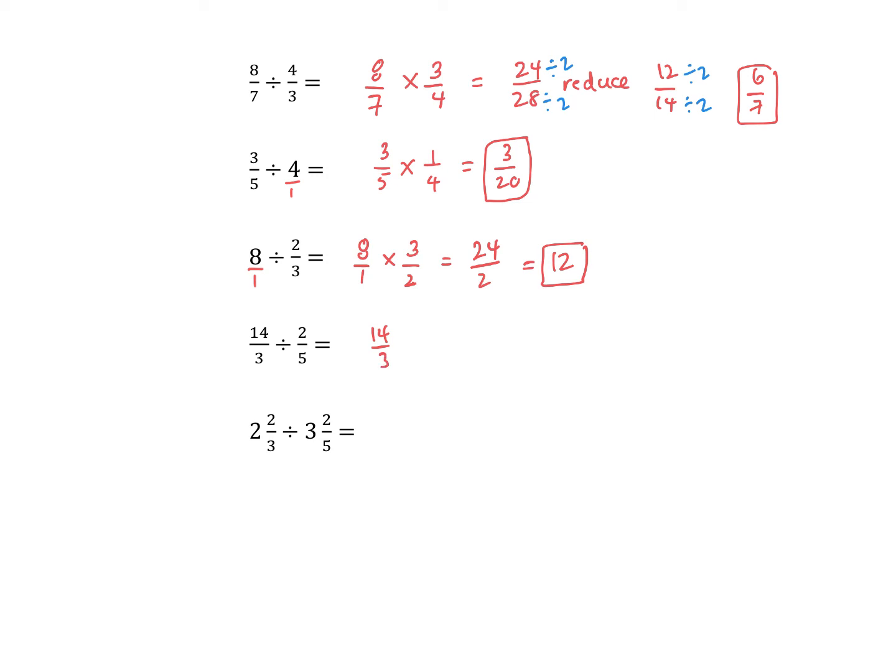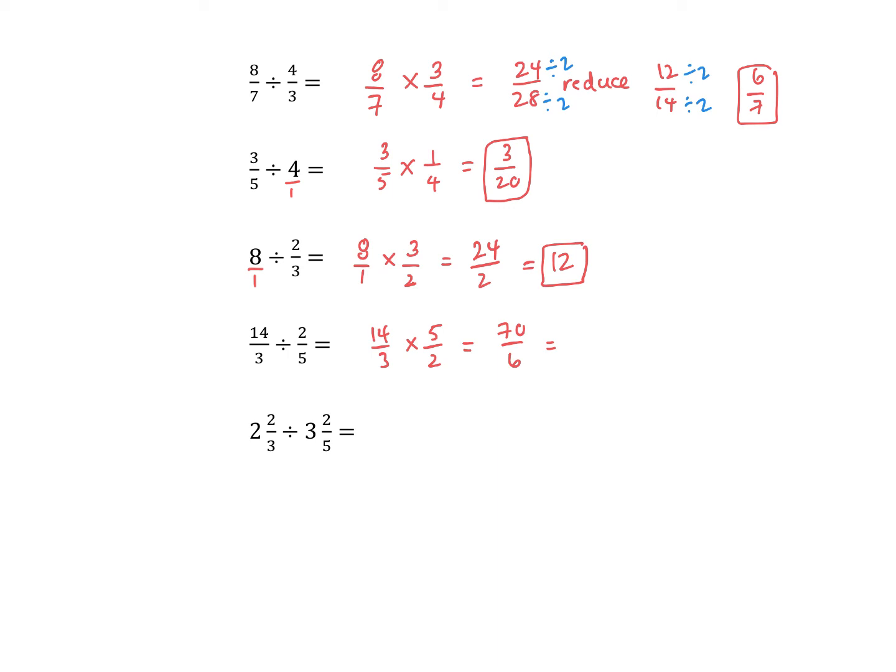Here we have 4 over 3, change division to multiplication, multiply by the reciprocal. So we have 3 times 2 on the bottom. We have 70 at the top. Then you probably want to change it to a mixed.